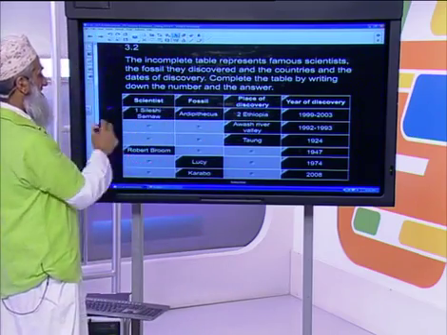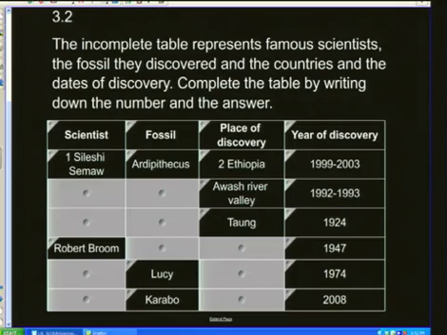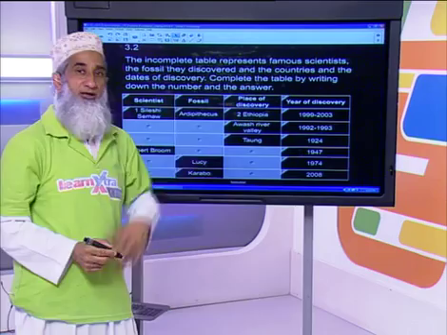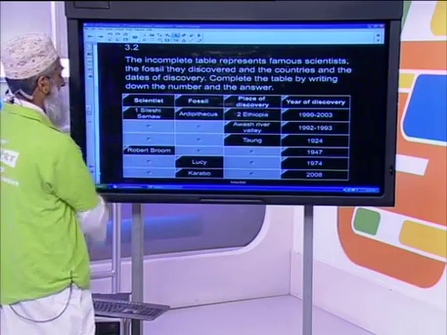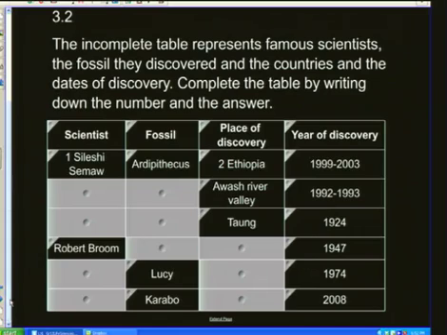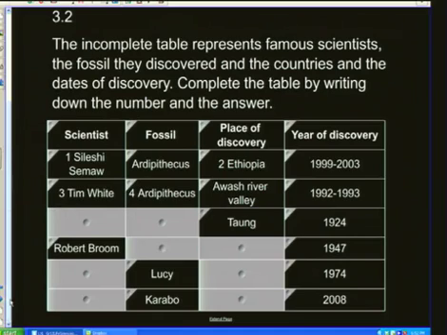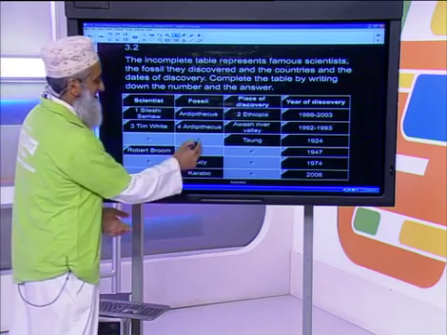That one you won't know. Sileshi Simao is one of the people. There are other people also that found it, and you can list them as well. This one here in the Awash River Valley, the fossil that was found was another Australopithecus. And this one was found by Tim White. Good. Taung was the place of discovery. What do you think was found there? The Taung Child. And who found it? Raymond Dart. Excellent, guys.